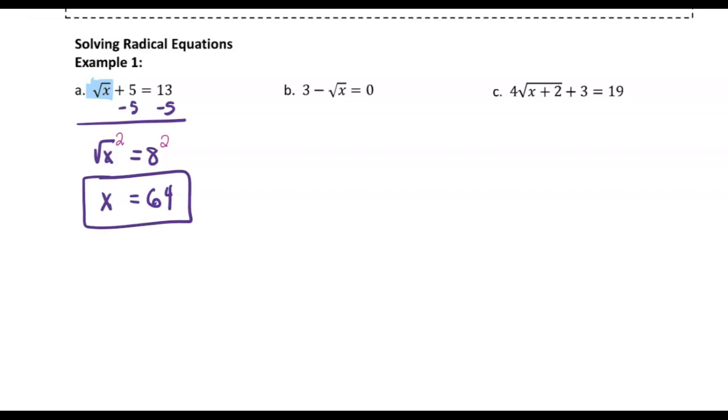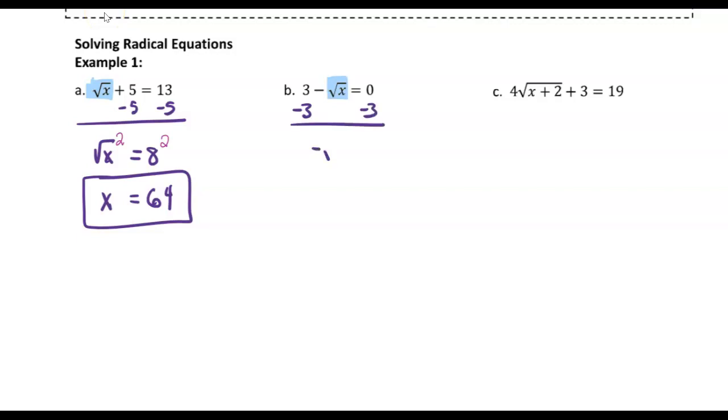Okay, let's try this one. So we want to get the square root of x by itself. So first we want to move the 3. A common mistake is to see this subtraction sign and think that we add 3, but the subtraction sign is attached to the square root. So look, the 3 is positive. So how we move the 3 is by subtracting it.